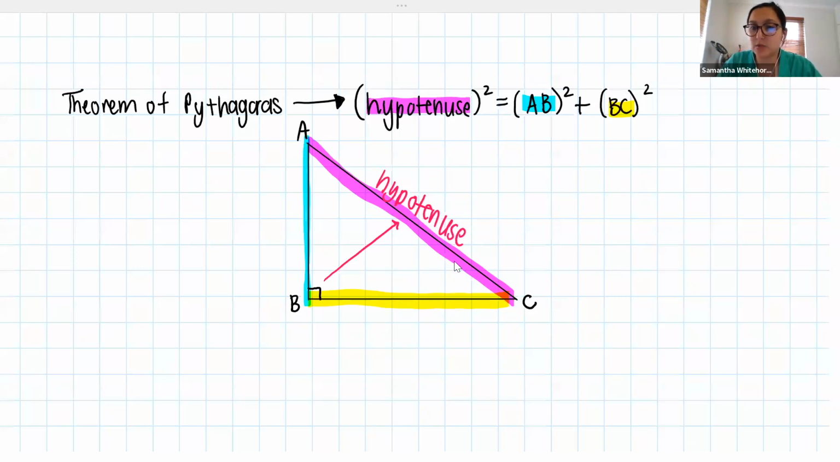Okay, I'm going to leave this up here in case you want to screenshot this version of Pythagoras. Once we start doing examples, like Yolanda said, it does become a little bit easier to understand, but I'm going to keep pointing out this information here as we go through our examples.